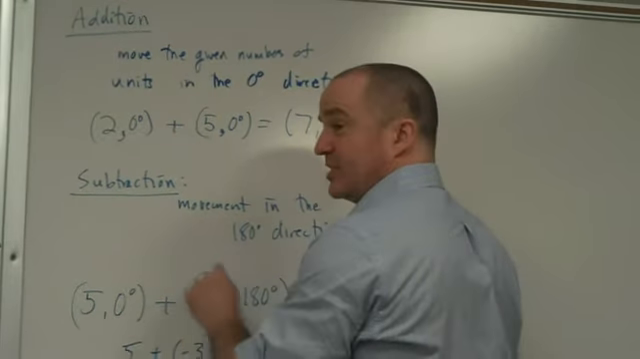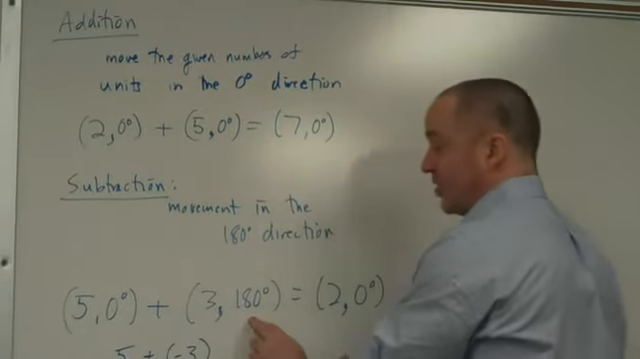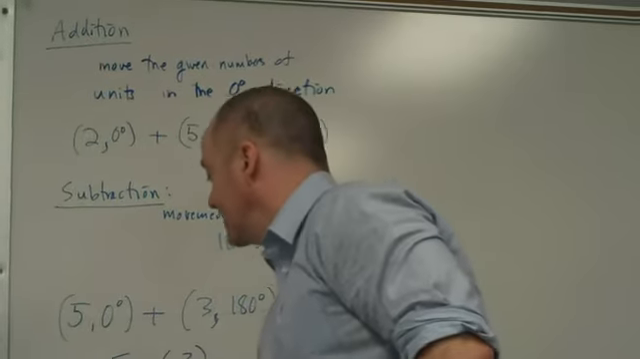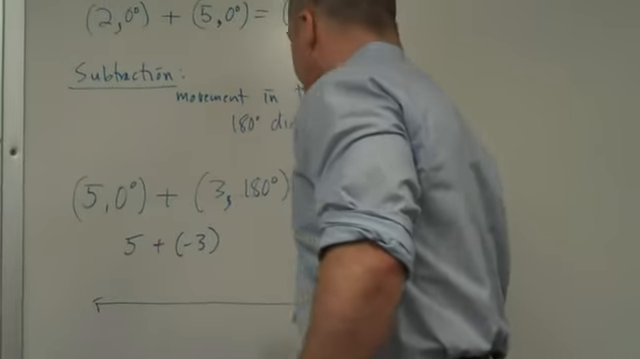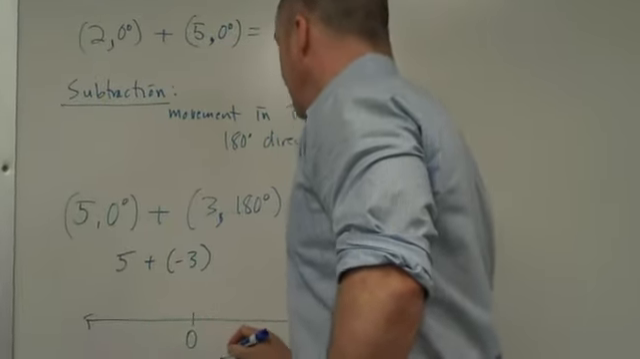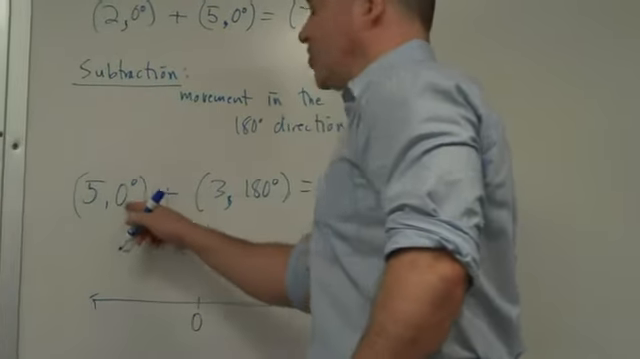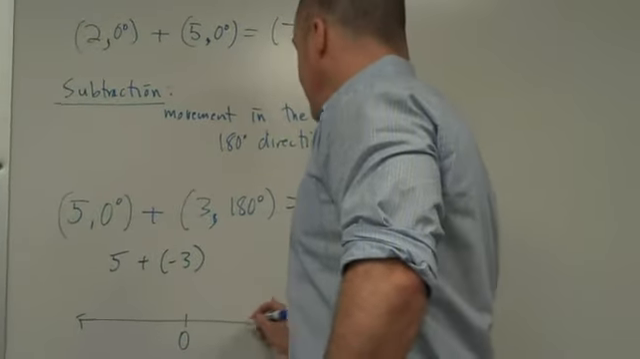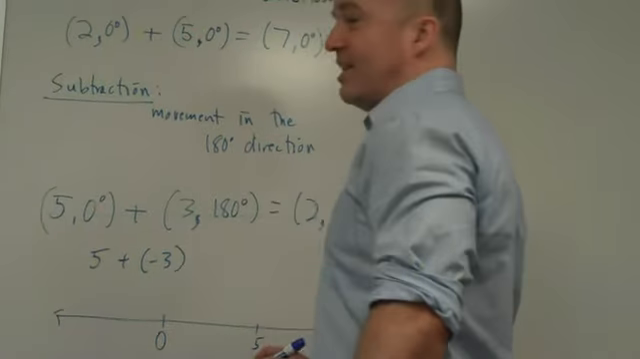This was 3 units to the left of 0. 180 degrees means it's way over here. I'm going to draw this number line. It represents negative. But then why would it be a 0? Wouldn't it be 180? Nope. Okay, the 0 degrees part tells me that I'm 5 units away from 0 over here. It's kind of like absolute value.